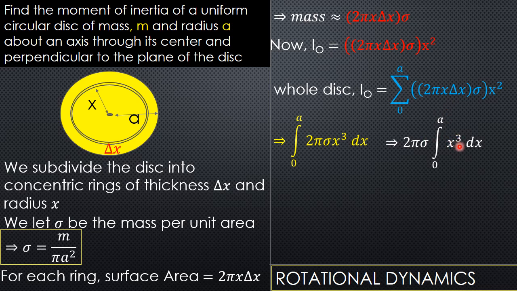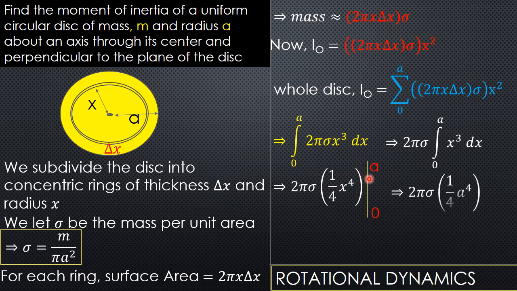Integrating x cubed, we simply add 1 to the power and divide by the new power. So we are now going to have 2 pi sigma, then 1 over 4 x to the power 4. The limits of integration are going from 0 and ending at a. Good, that's what we have. Then, friends, plugging in the limits, we are going to have 2 pi times sigma times 1 over 4 times a to the power 4. When we put 0, everything gives 0.